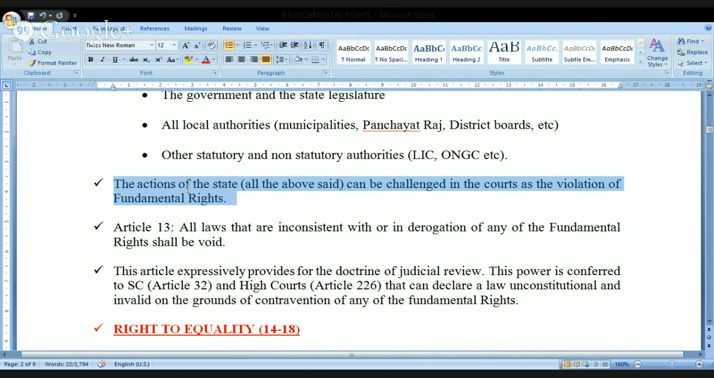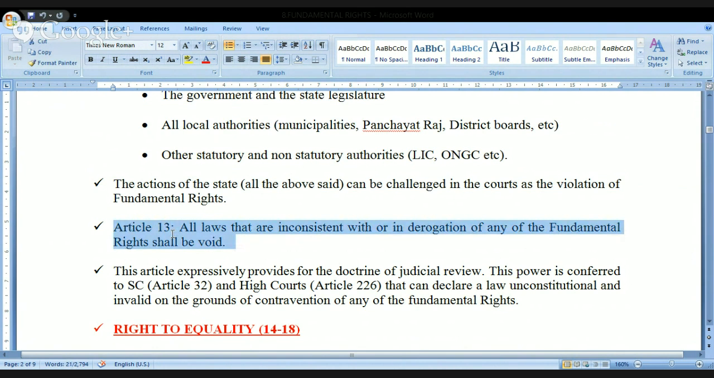Very, very important. So that is the reason why the government cannot do anything and everything according to its wishes. Whenever we feel that a particular action of the state is infringing our fundamental rights, we have every right to approach the judiciary. The actions of the state can be challenged in the courts as a violation of the fundamental rights. Look at the next one.